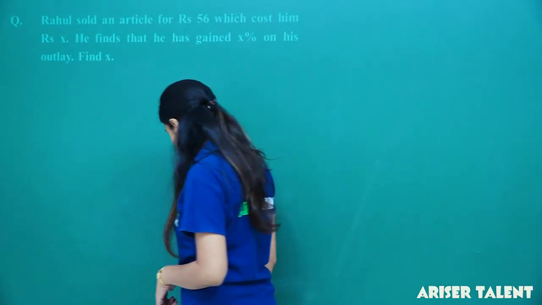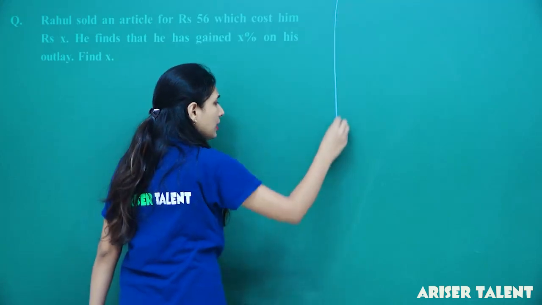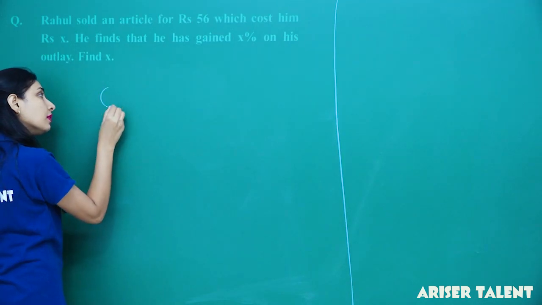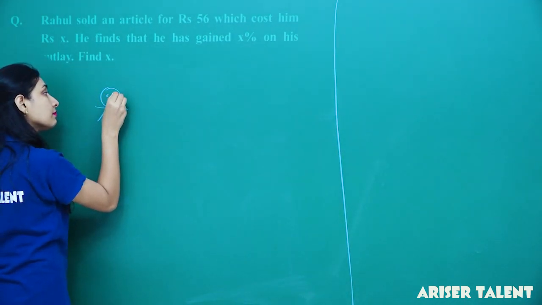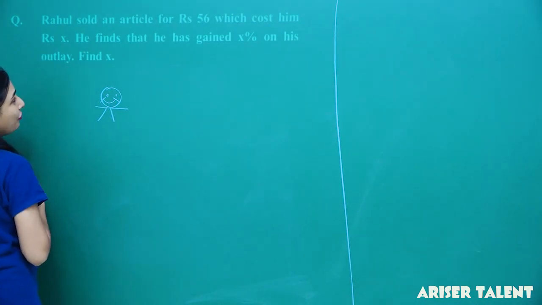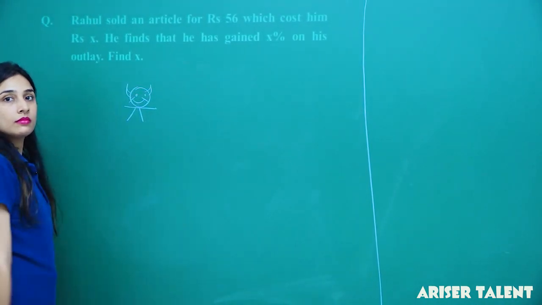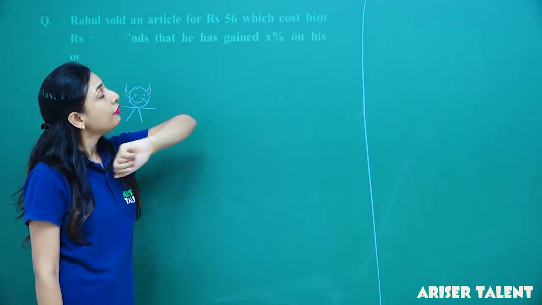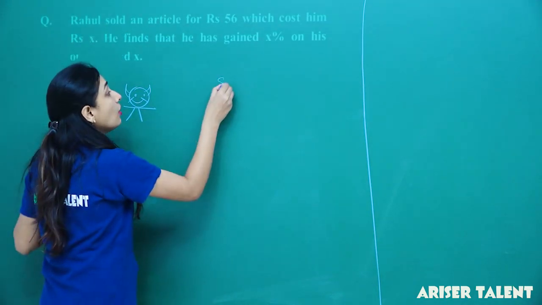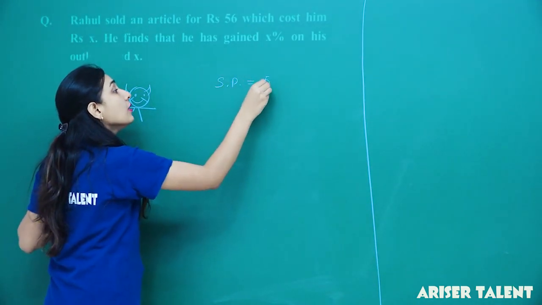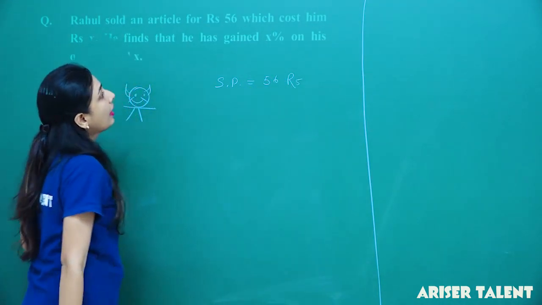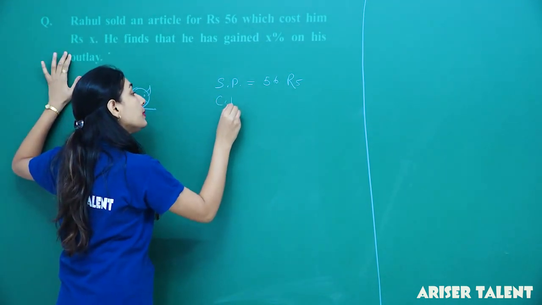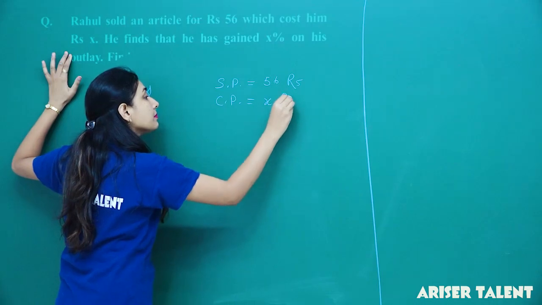So understand this question, students. What is he trying to say? Here is the person, Rahul. Now he sold an article for rupees 56. So he sold something whose selling price is 56 rupees, which cost him rupees X. So the cost price was X rupees.